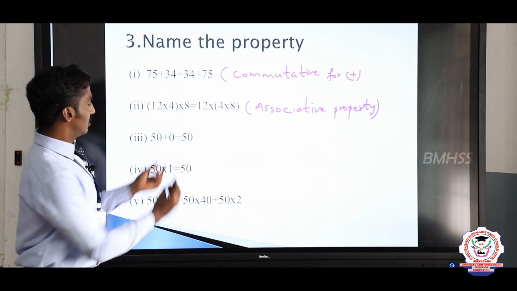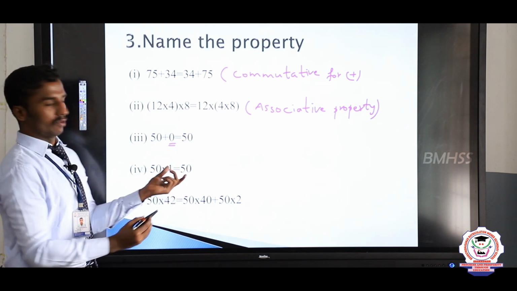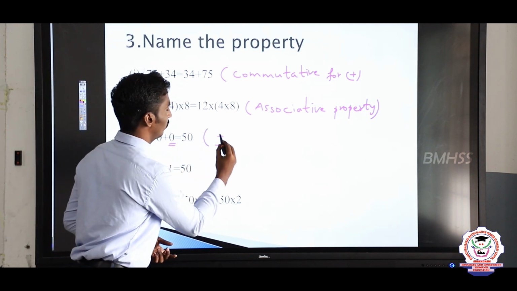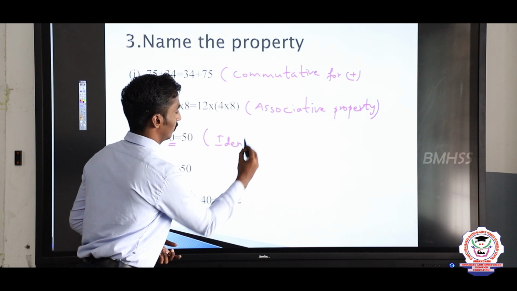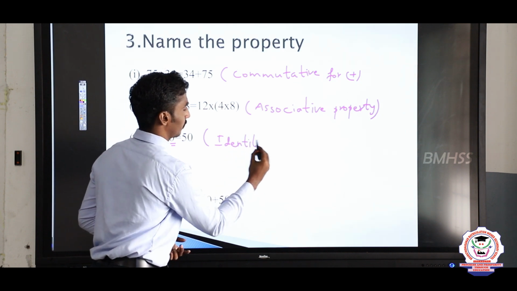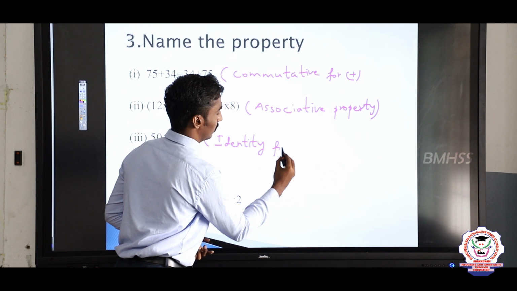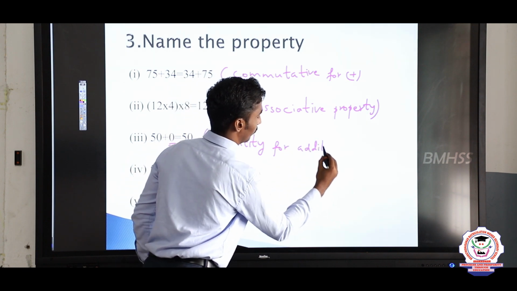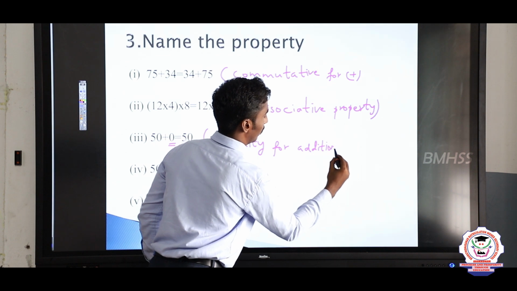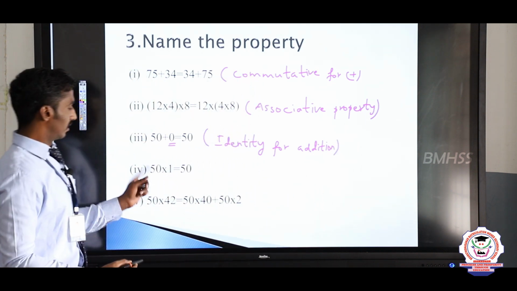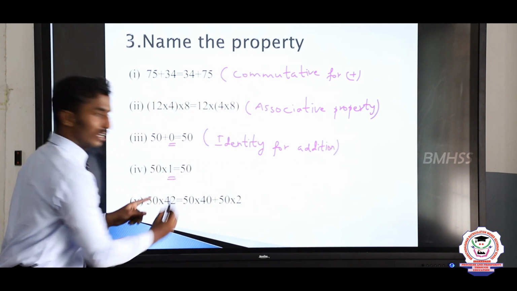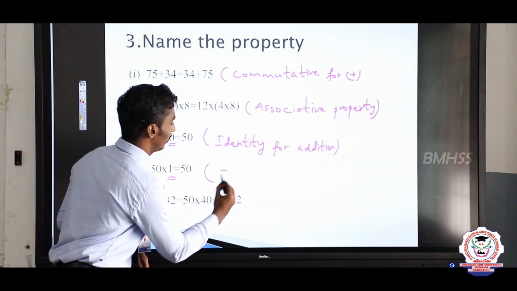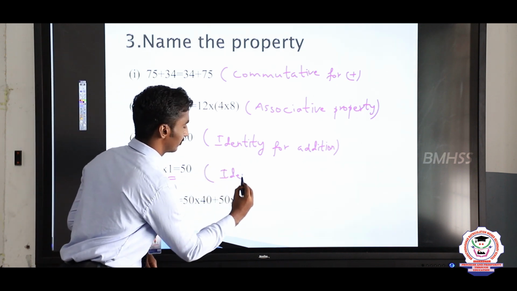Next one, 15 plus 0. 0 is the additive identity. So identity for addition. 15 into 1. So here having 1. Identity for multiplication.